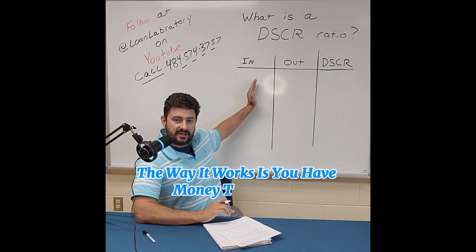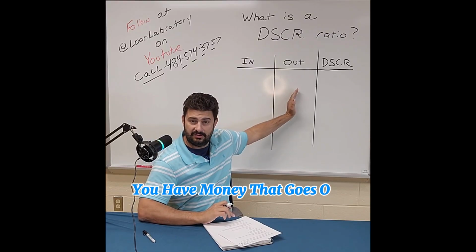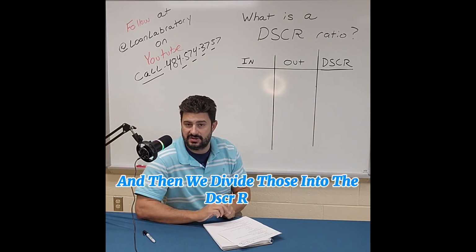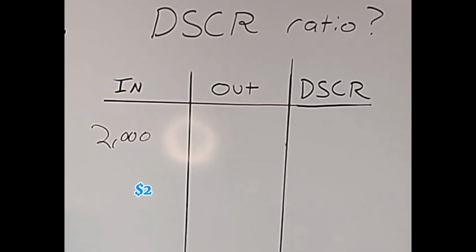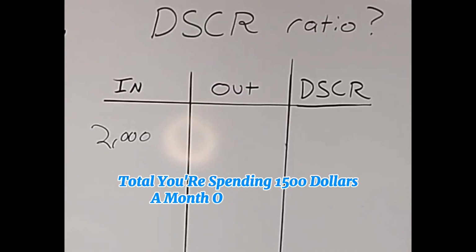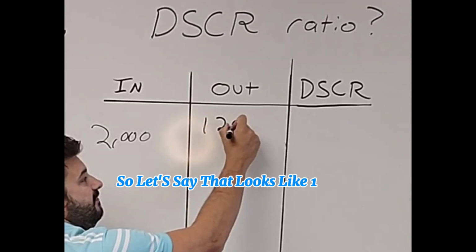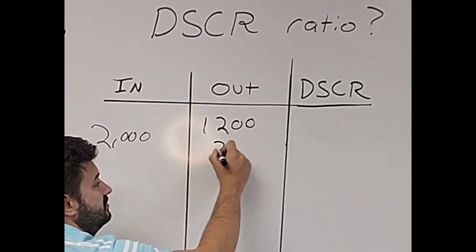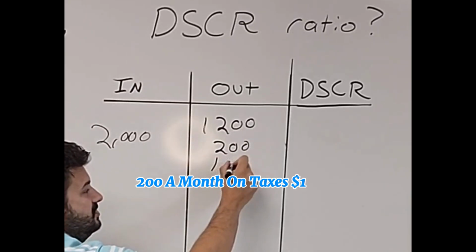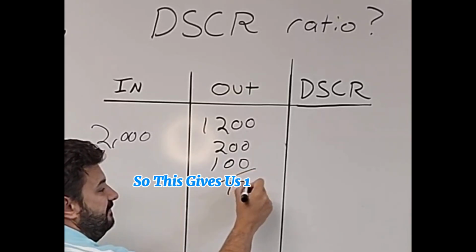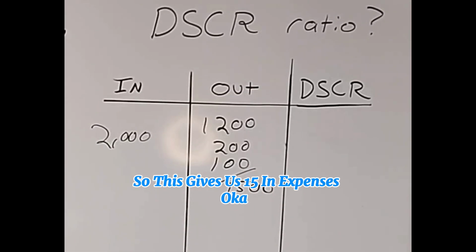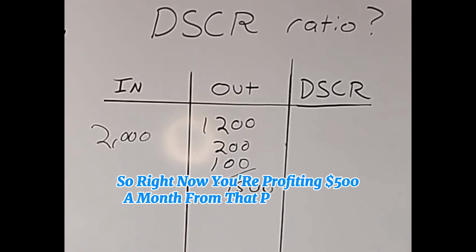The way it works is you have money that comes in for your property, you have money that goes out, and then we divide those into the DSCR ratio. So let's say coming in, you're charging $2,000 a month for rent. Then let's say going out, total, you're spending $1,500 a month on that property. So let's say that looks like $1,200 a month on your mortgage, $200 a month on taxes, $100 a month on insurance. So we'll keep very easy numbers. So this gives us $1,500 in expenses. So right now you're profiting $500 a month from that property.